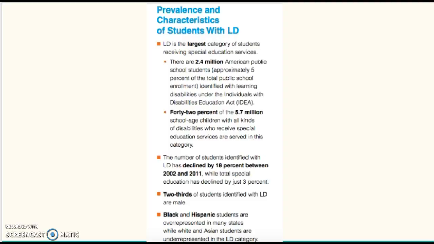And I found this very interesting. The reason for the decline is, first of all, universal preschool, and second of all, better strategies for reaching those kids with learning disabilities in the lower grades, as opposed to identifying them in the higher grades. Two-thirds of students identified with LD are male, and Black and Hispanic students are overrepresented in many states, while white and Asian are underrepresented in the LD category.